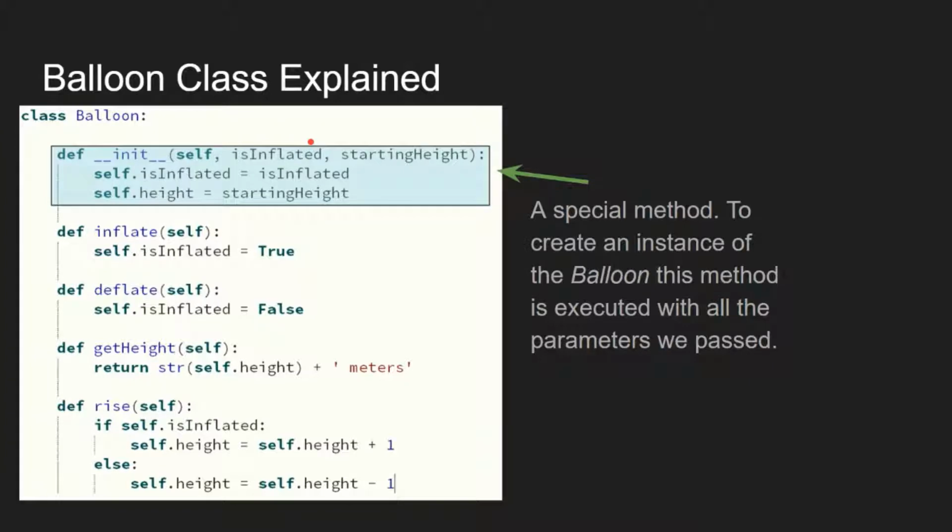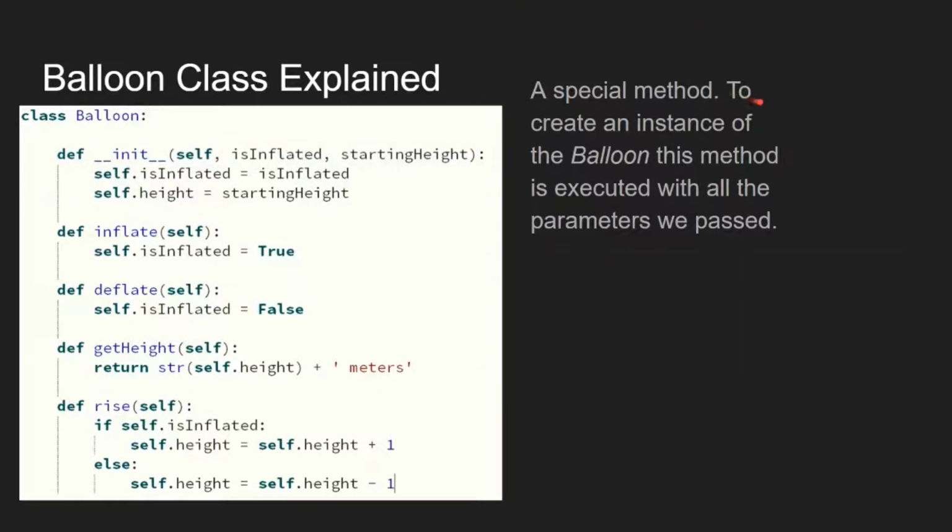So the first method, the initializer, which is typed as underscore underscore init underscore underscore, always. So this function's name will always be this. This is a special method, a special function. To create an instance of balloon, this method is executed with all the parameters we pass. So what the heck does that mean?